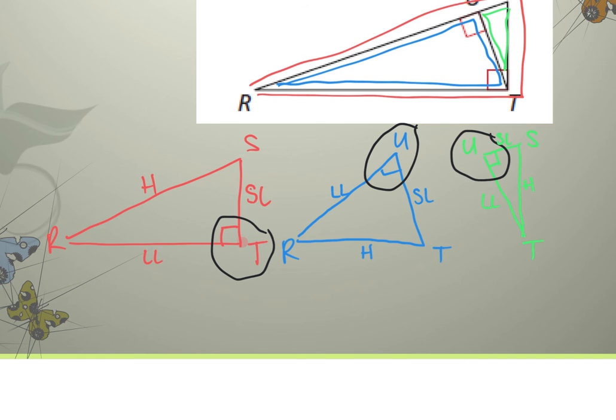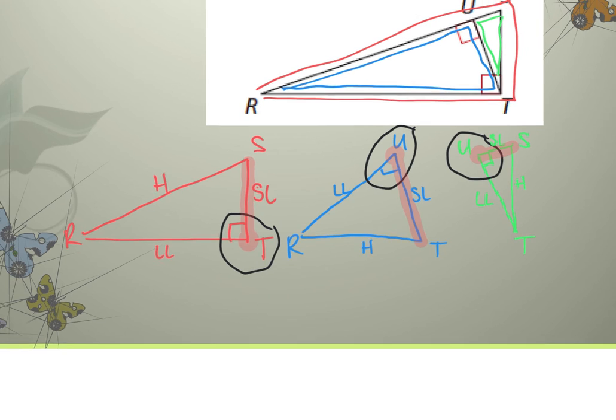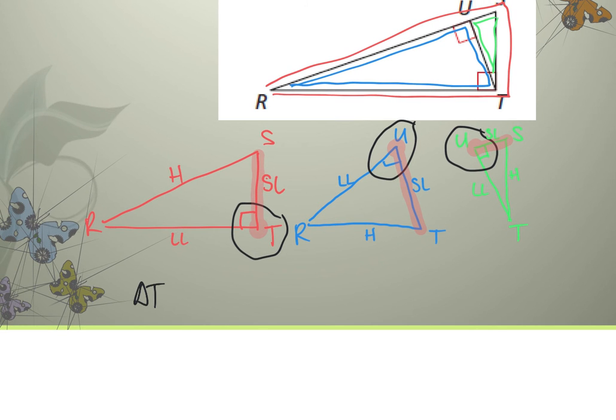We're going to start at the 90 and go along the short leg again, for all of them. Start at the 90, go along the short leg. So our statements are going to start with triangle T, go to S, and then R, is similar to triangle U, go to T, and then go to R. And then the last one is going to be similar to triangle, start at U, go to S, and then go to T.